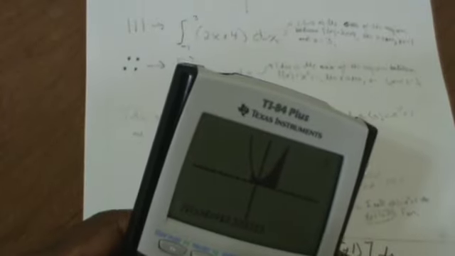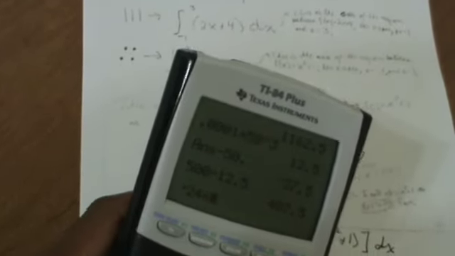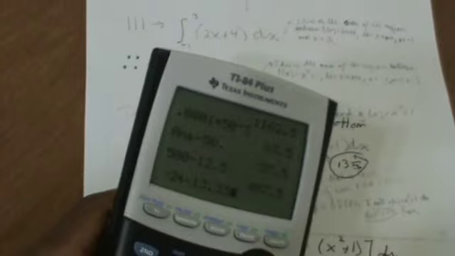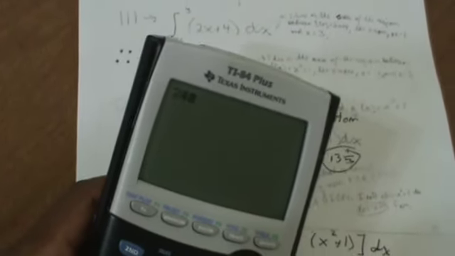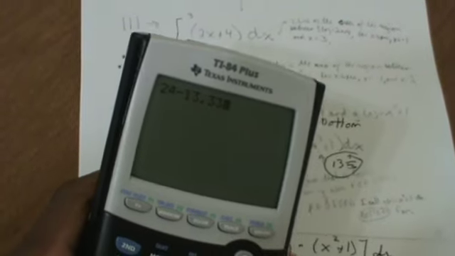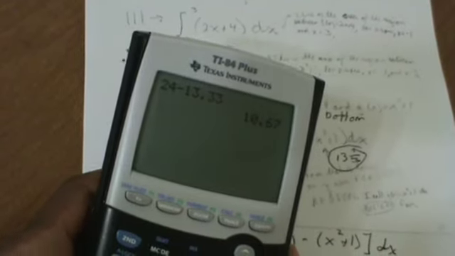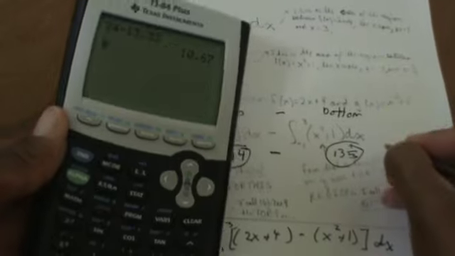So let me do the math on home screen. 24 minus 13.33, if you will. 24 minus 13 gives me 10.67, or 10 2/3.